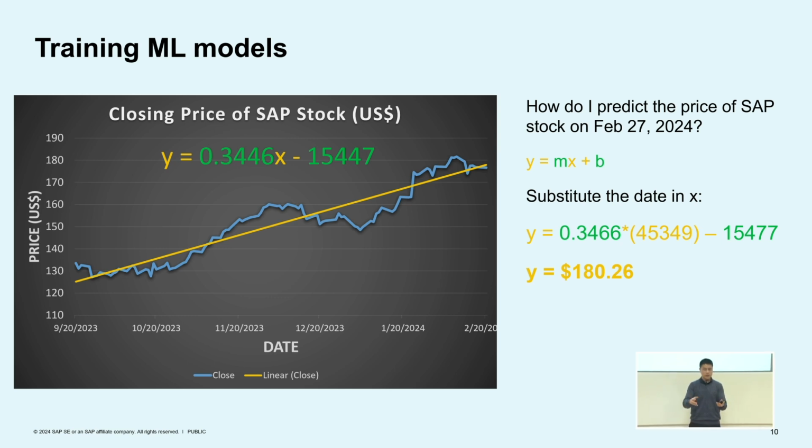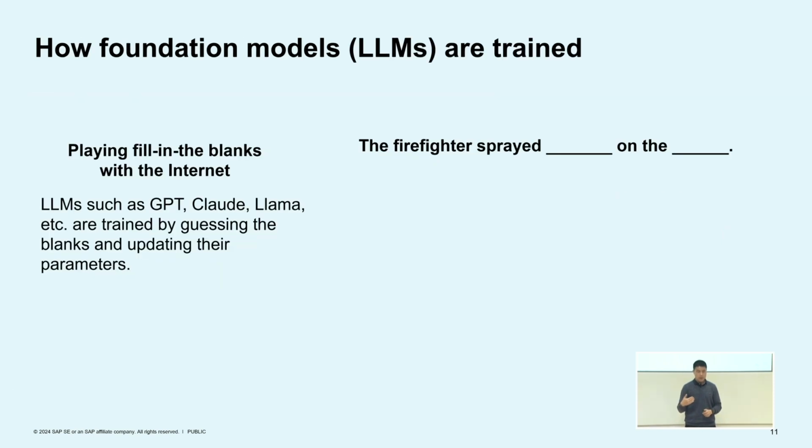You have data, there's some model, you're fitting it to the data, and then you're able to make predictions based on this model. And in this case, this model is a very, very simple equation, y equals mx plus b. And this will be important as we talk about what LLMs are. All right, so with SAP stock price, I downloaded some information, and then I fit a line to it. But how are LLMs trained? How are these foundation models trained?